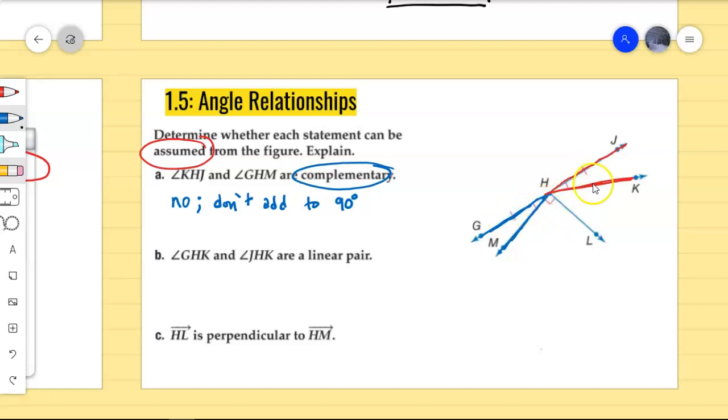So because they never put any numbers, you can't say that they're complementary. By the way, it's okay that they're separated from one another. We learned about that in the previous slides. It's okay if the two angles are not next to one another. They don't have to be adjacent. They could still be complementary. But the problem is we don't know how much their values are. So we can't say that. We can't assume that. Right?